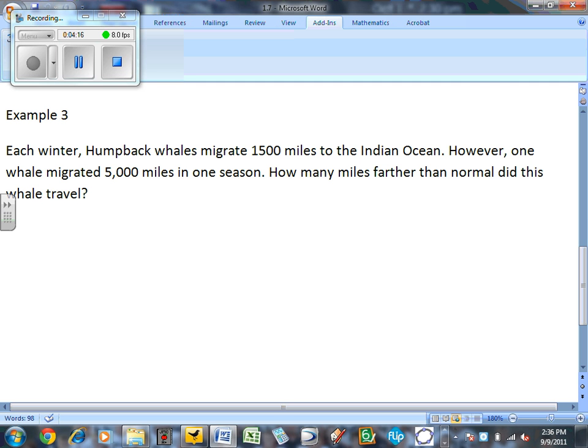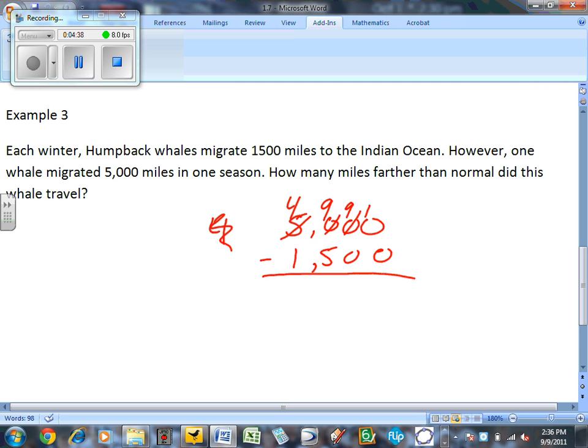Well, we don't know how many farther, so we're going to have to subtract, right? This whale went 5,000 miles, okay? And a normal whale goes 1,500. If we subtract, we would figure out how many more miles he went that year, right? Actually, sorry, we didn't need to borrow there, and didn't need to borrow there either. So 3,500. He went 3,500 miles more than what the average humpback whale does.